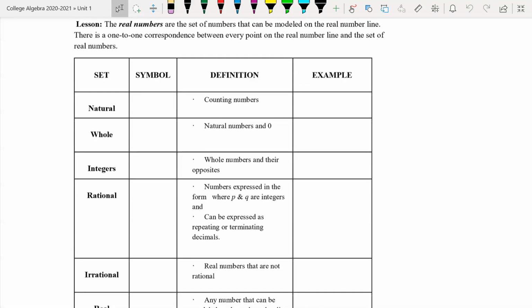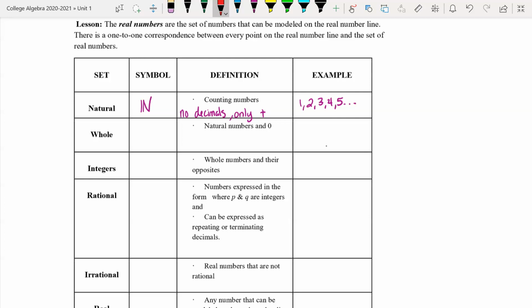So the first one is natural numbers, and the symbol looks like this. All right, it's your counting numbers. The big thing that you need to know with this is there are no decimals. And it's only positive numbers as well. So examples of counting numbers would be 1, 2, 3, 4, 5. The reason why we call them counting numbers is, think about it, whenever you learn to count, you start with 1 and you go up. So that's your natural numbers.